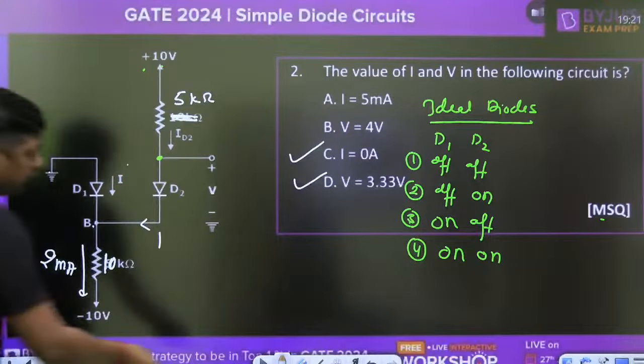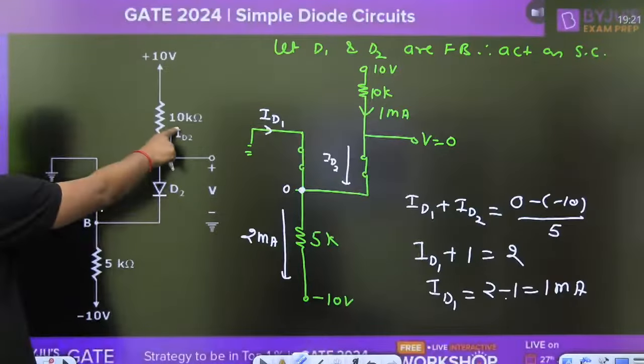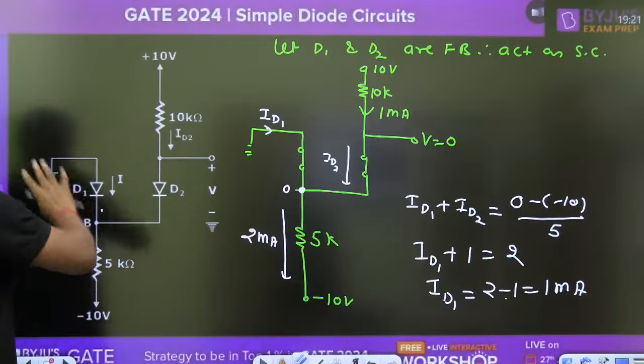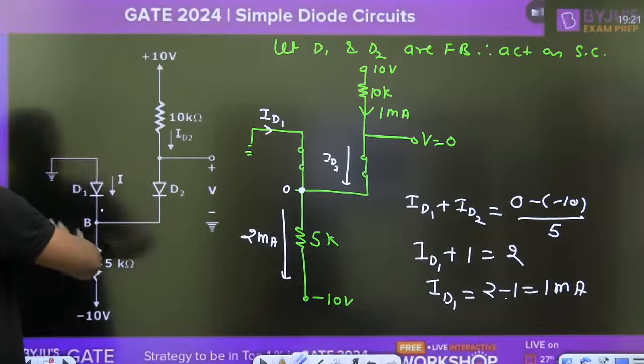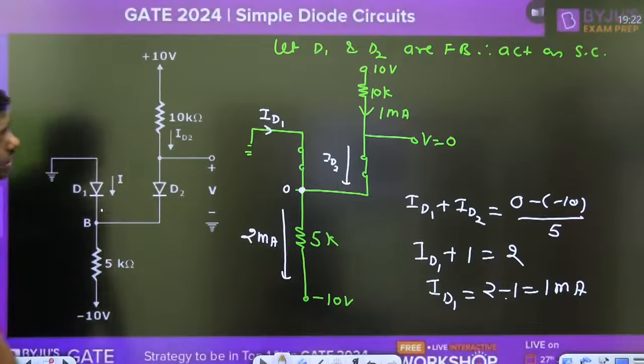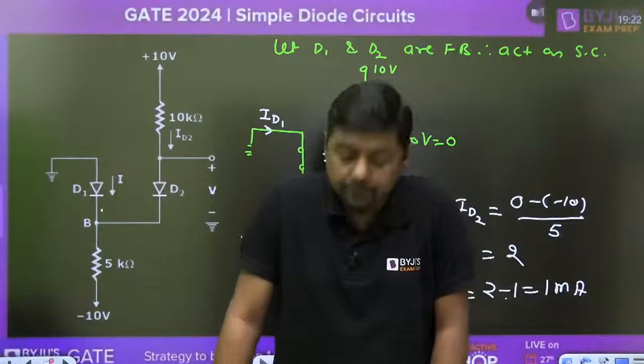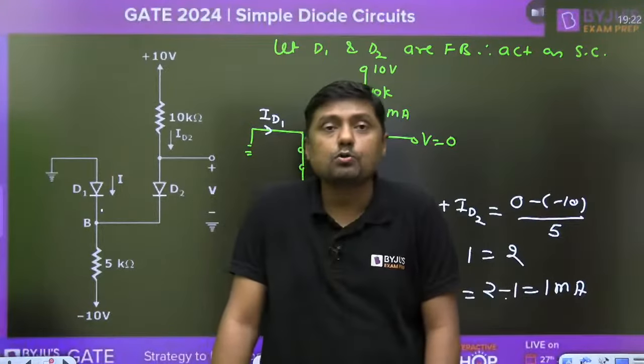But if this is the question, 10 kilo ohm here, 5 kilo ohm here, then just by changing the value of the resistance, diode D1 is on, diode D2 is also on. Both are on and V will become 0. And what is the current through the diode? It will become 1 milliampere. Tell me, guys, is there any doubt?